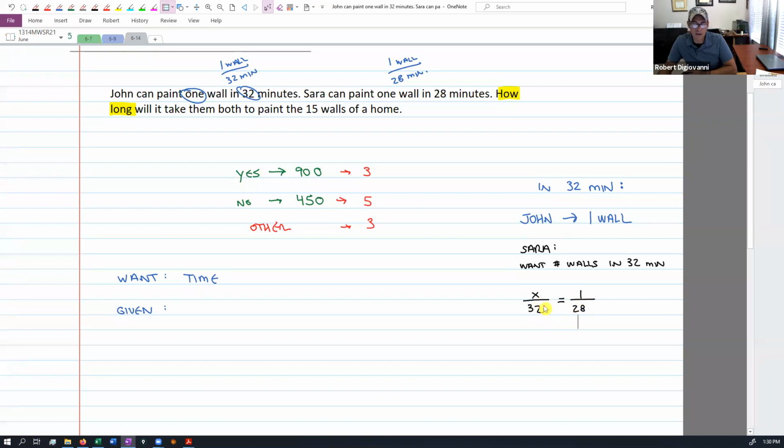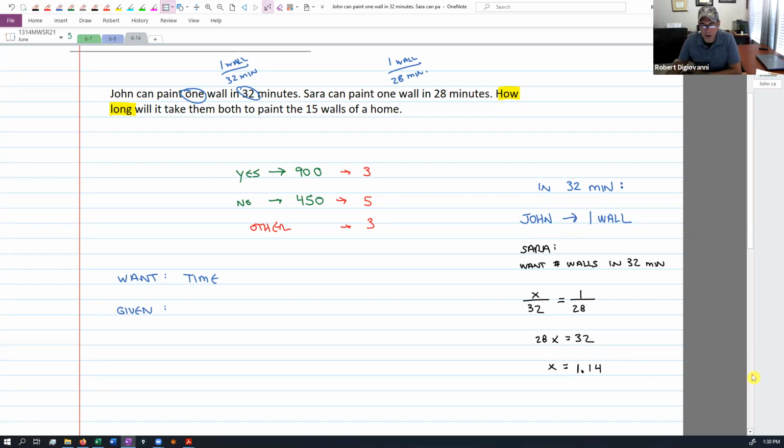Now I can figure out how many walls she does in 32 minutes by doing the cross multiply again, and then divide by 28. So I'm going to do 32 divided by 28. And I get about 1.14. Just round to 2 decimal places.